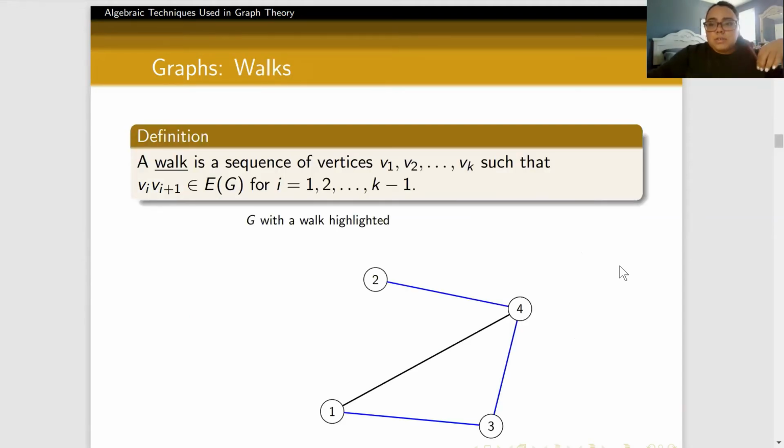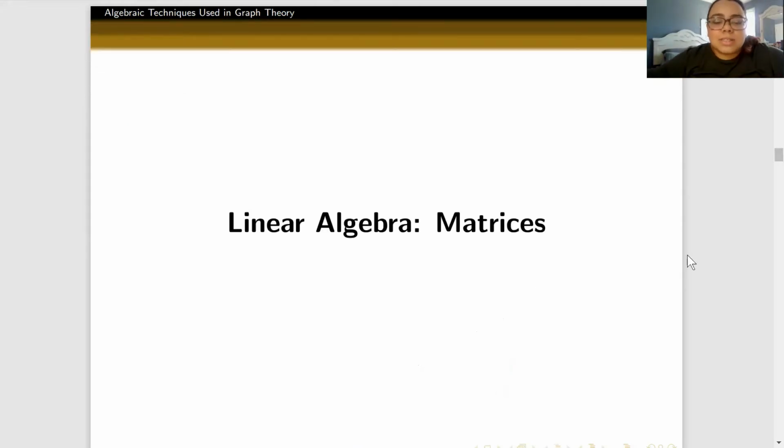Then our last graph theory definition is a walk, which is a sequence of vertices that are connected by edges. So we can see that there's a walk from vertex 1 to vertex 2 of length 3. Then we can move on to some algebraic techniques. The first one that I'm going to talk about is matrices.